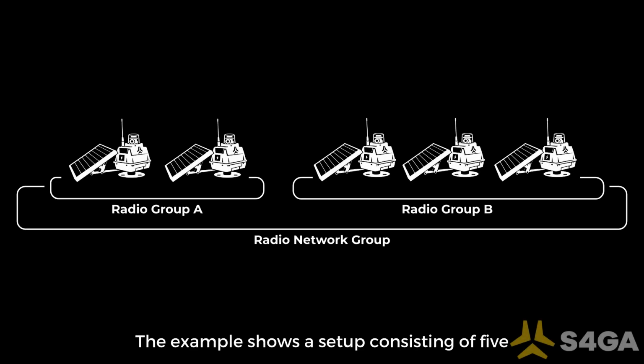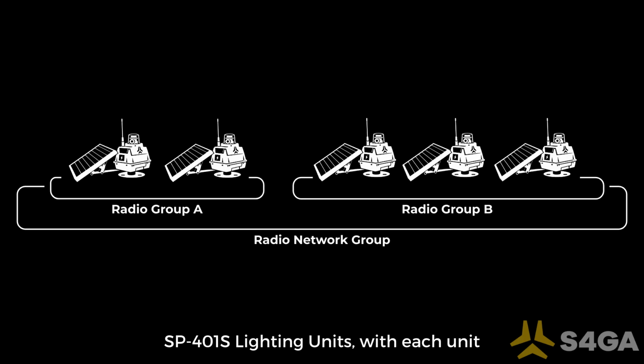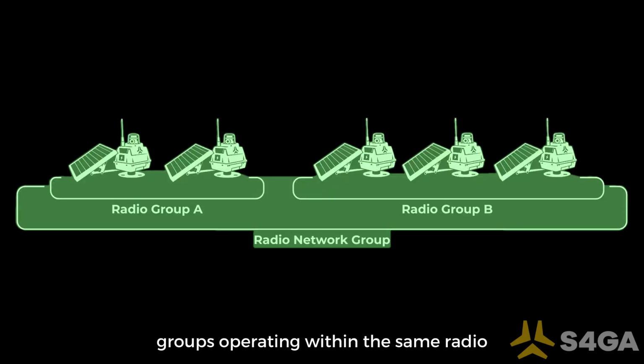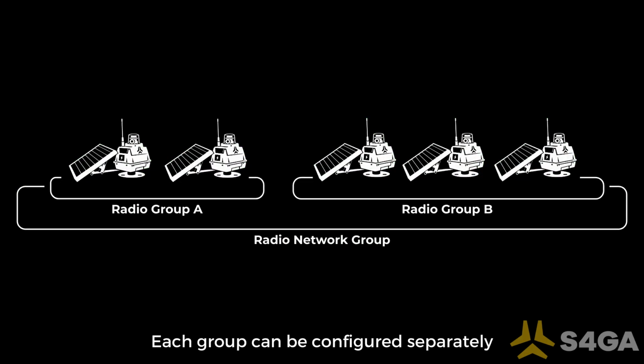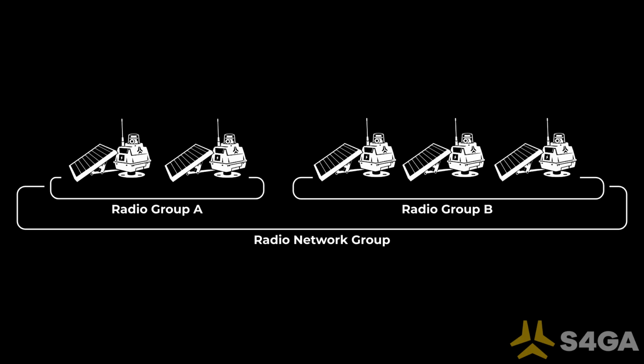The example shows a setup consisting of 5 SP-401S lighting units, with each unit assigned to a specific radio group. The diagram illustrates Group A, Group B, which represent independent lighting radio groups operating within the same radio network. Each group can be configured separately using the UR-101 Handheld Controller, UR-201, or ALCMS. Changing a group's operating mode, intensity level, or on/off state does not affect other groups. Each radio group operates independently within the system.